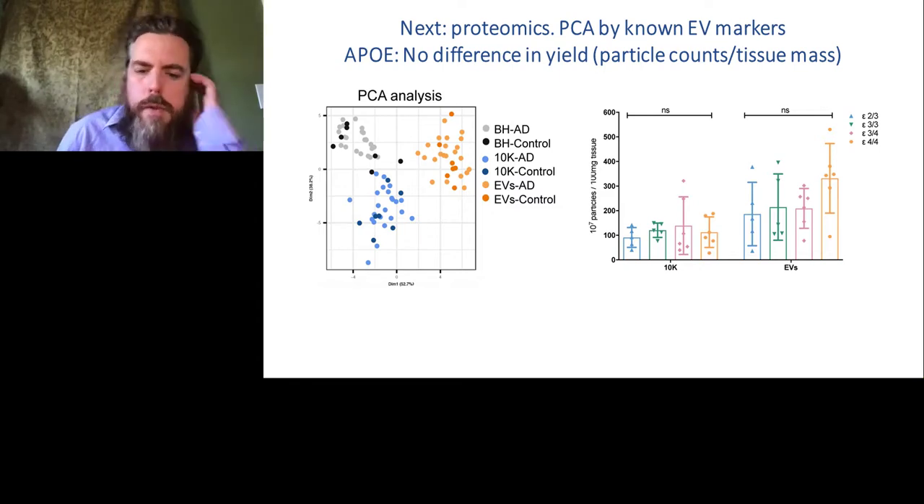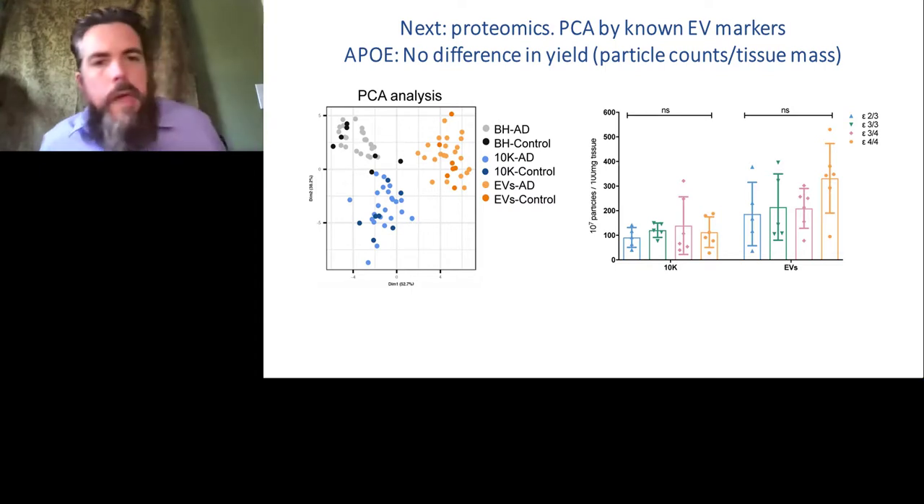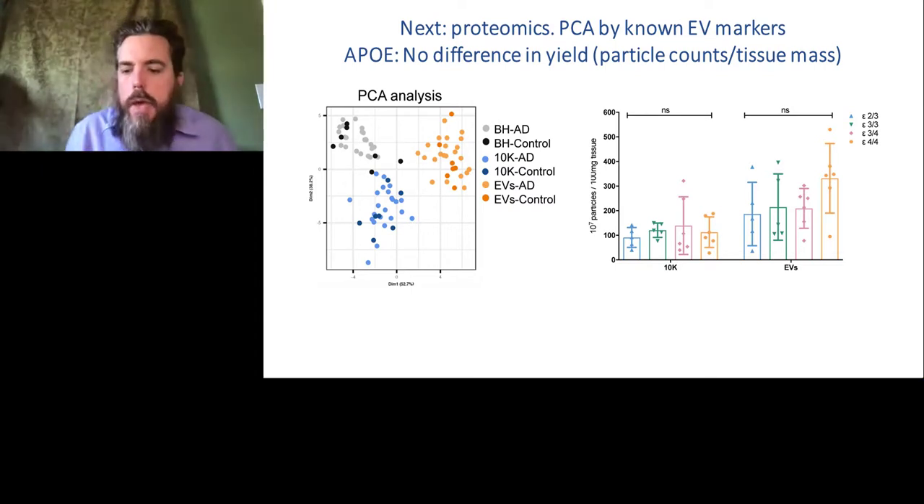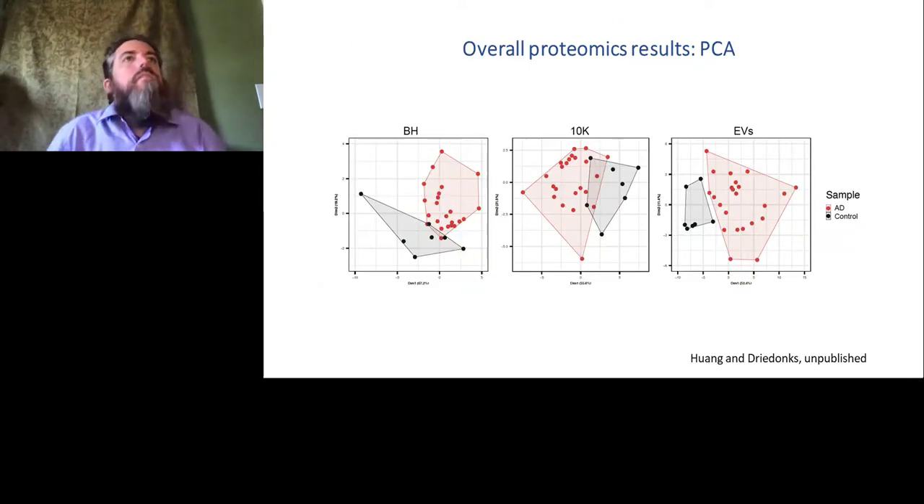Now, this is a little bit different from one study in particular that's been published that indicates that there are fewer particles that are released. However, I want to stress that this is a study that included only a small number of samples, and we also were not using exactly the same model. We're using human samples here and not an animal model.